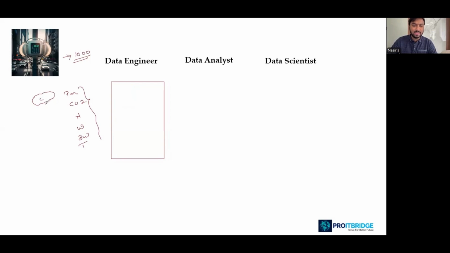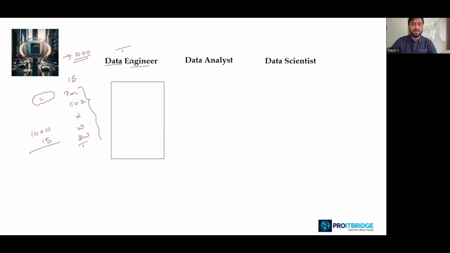Okay. And each sensor, let's consider there are 15 factors which each sensor is going to collect. So how many sensors do we have in the city? 1,000 sensors. So every second, 1,000 sensors are sending 15 pieces of information to our server. Okay. Now, what is the job of a data engineer?